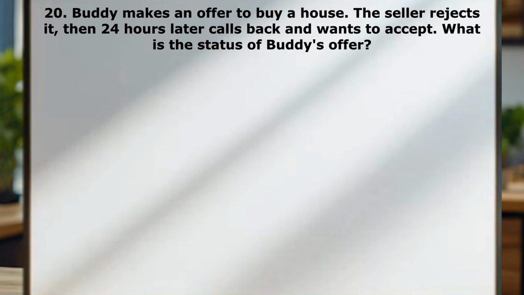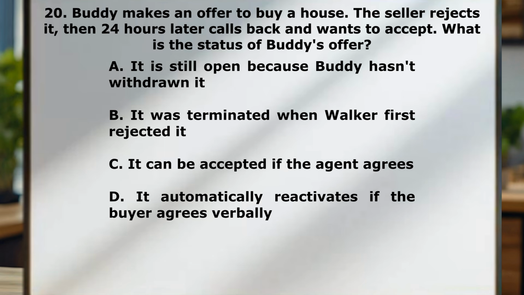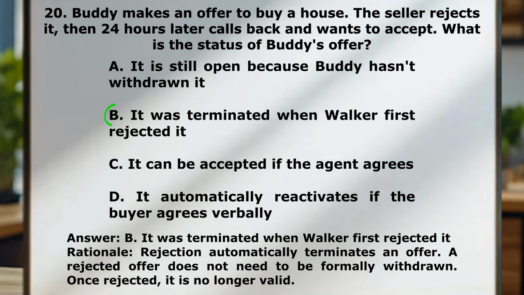Buddy makes an offer to buy a house. Seller rejects it. 24 hours later, calls back, decides Buddy's offer is good and they want to accept. What is the status of Buddy's offer? A, it is still open because Buddy didn't withdraw it. B, it was terminated when Walker first rejected it. C, it can be accepted if the agent agrees. D, it automatically reactivates if the buyer agrees verbally. Correct answer here, B, it was terminated when Walker first rejected it.